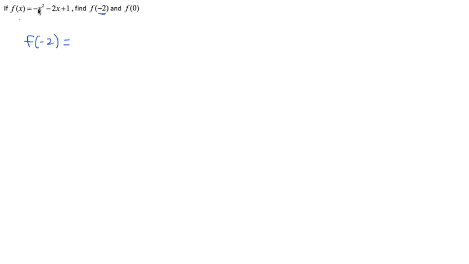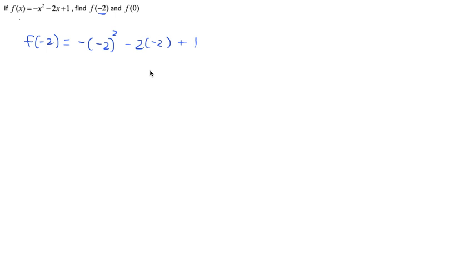Now, in here, you have to be a little bit careful. So that negative x squared, I'm just going to put the parentheses with that x where it should be, but in its place, I'm going to put negative 2. Then minus 2x plus 1, but in the place of this x, I'm also going to put negative 2.